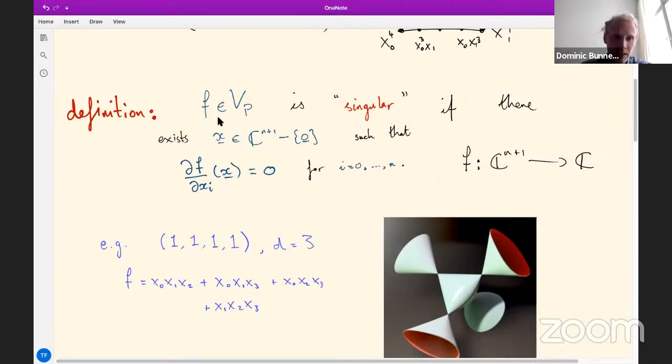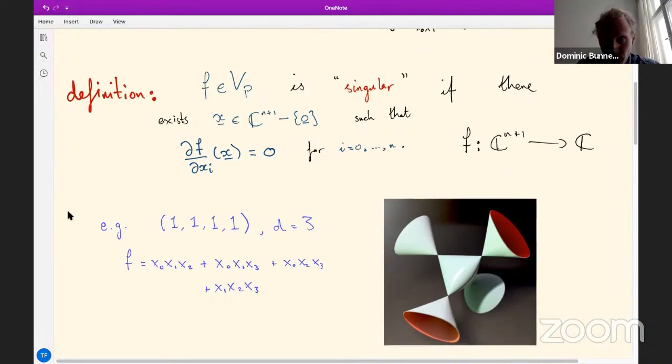So we have this notion: you have a bunch of polynomials, a bunch of functions, and you can compute the differential, the derivative. If all the derivatives vanish, then it's singular. And here's an example where this does happen. Here, A0 to A3, and D is equal to 3. This is the Cayley cubic.